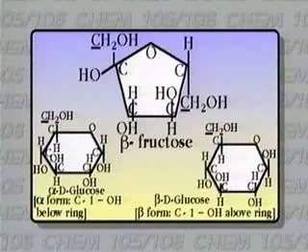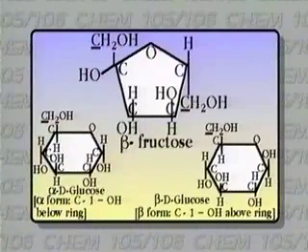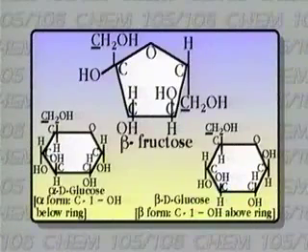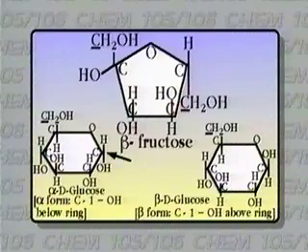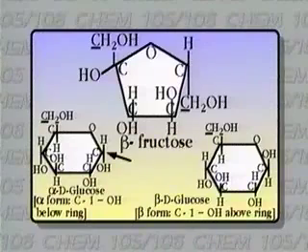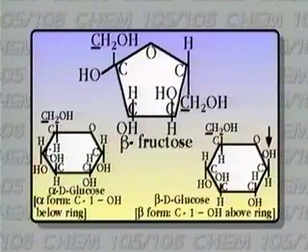Now the difference between the alpha and the beta form, we can see here, is that in an alpha form, the OH on the number 1 carbon, that's this one right here, is below the ring. Notice that the OH is pointing down. Over here on the beta glucose, the OH is pointing up.